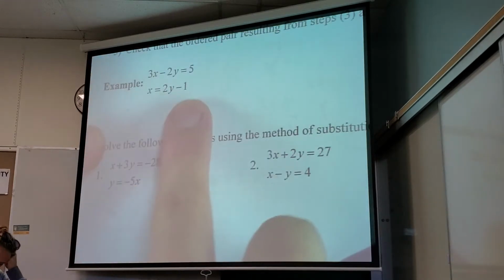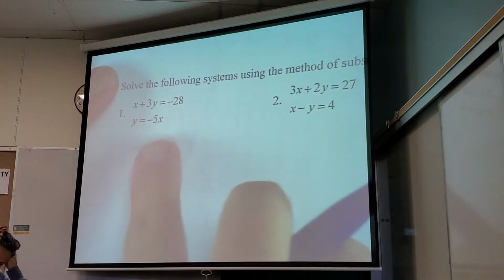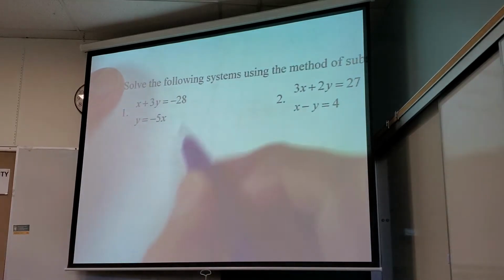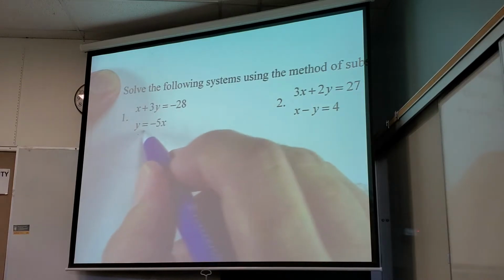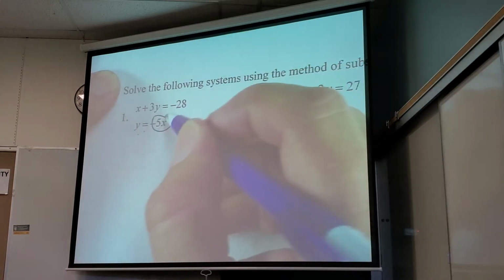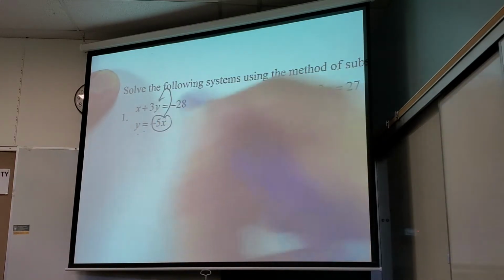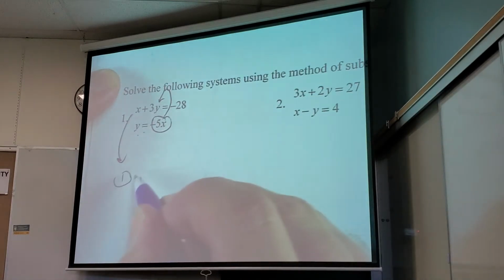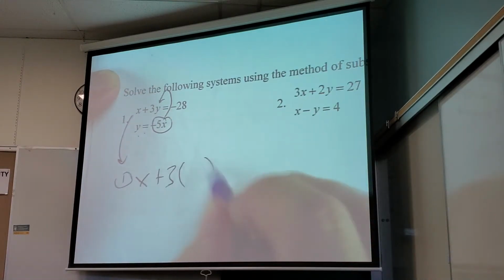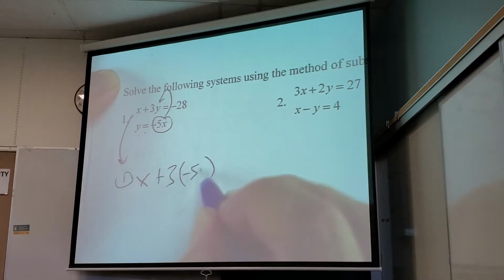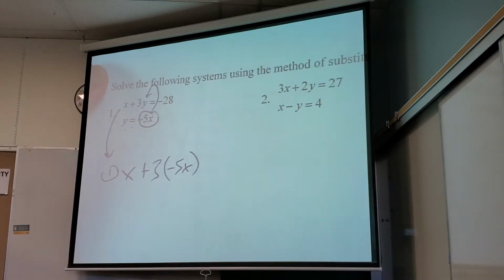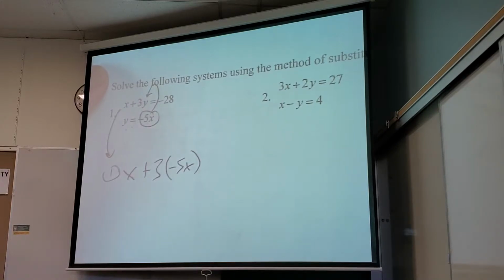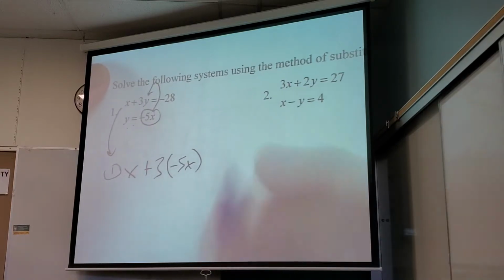I was going to do the example with you, but I already did the example with you earlier. How do I do this guy? I know that y is this, -5x. So then I can replace y with it. So I can rewrite the first one as x plus 3 times y, but I know y is -5x. I really want that idea to be as simple as it is. That's why I call it substitution.